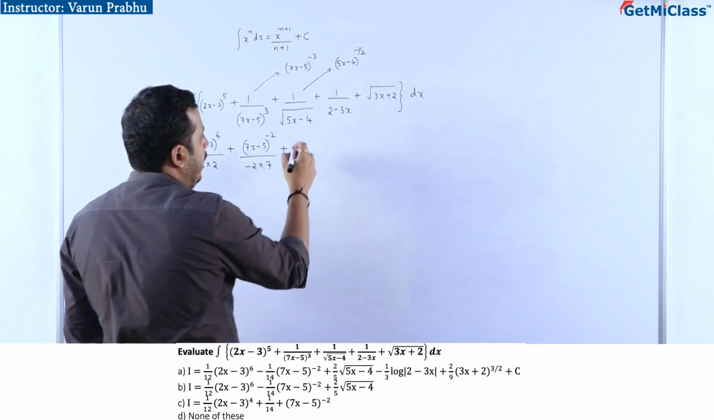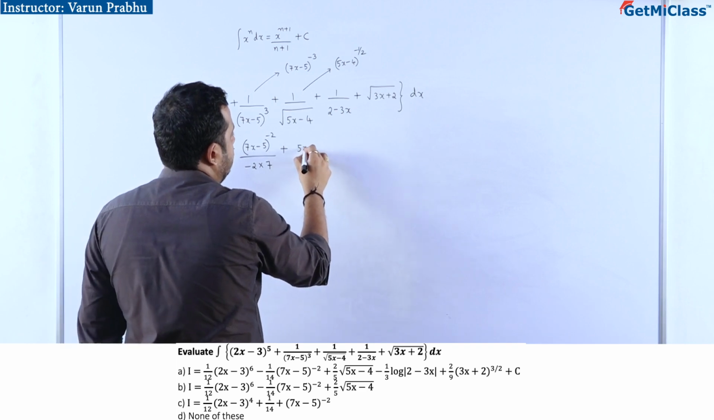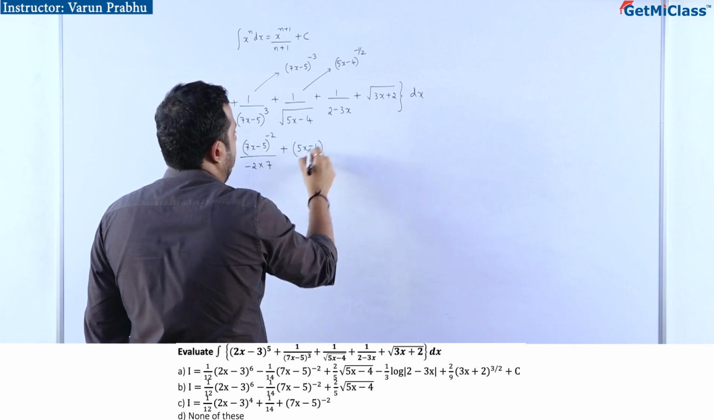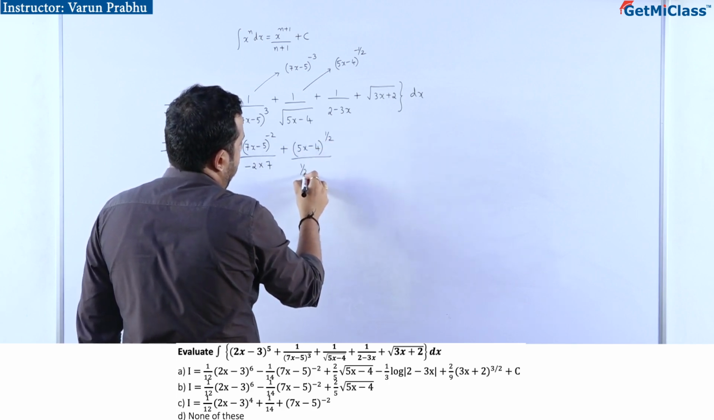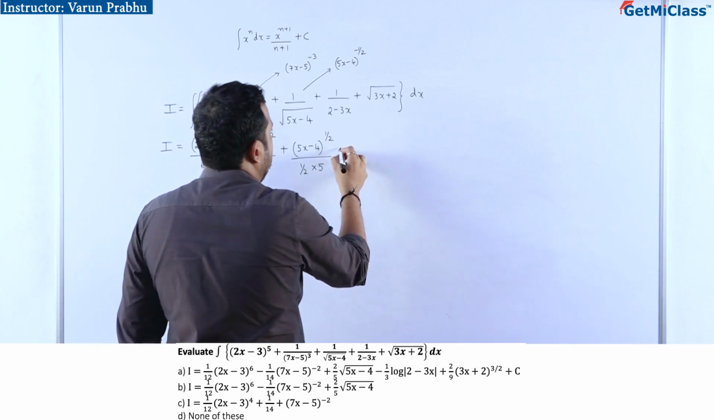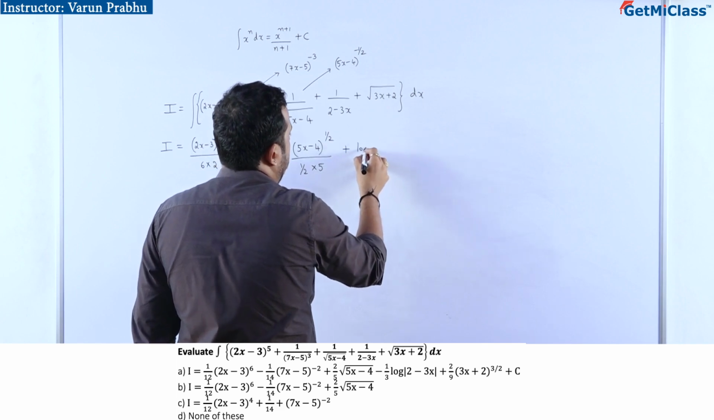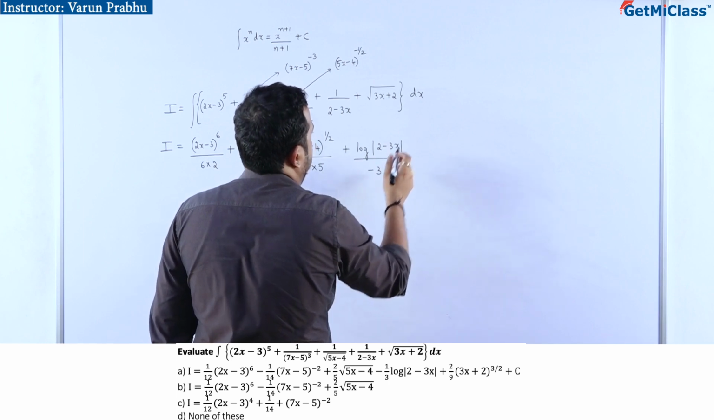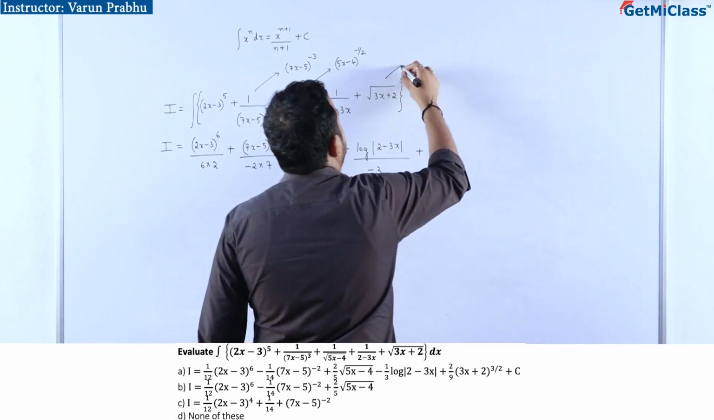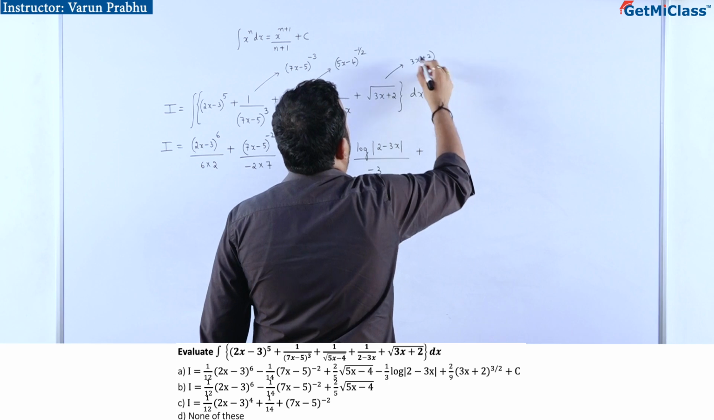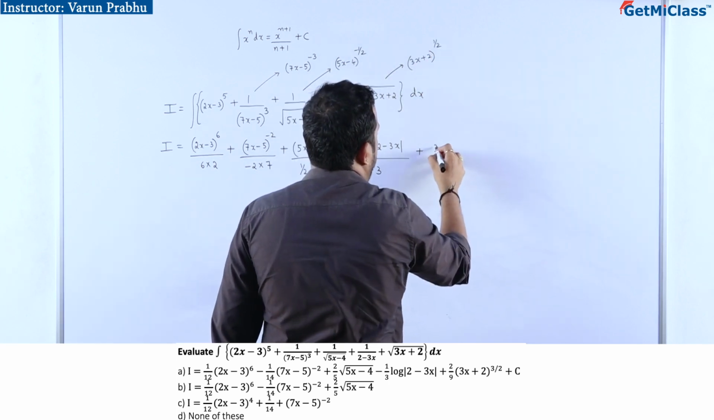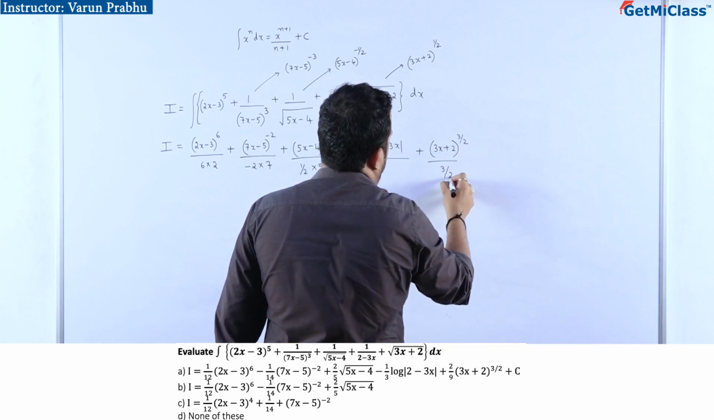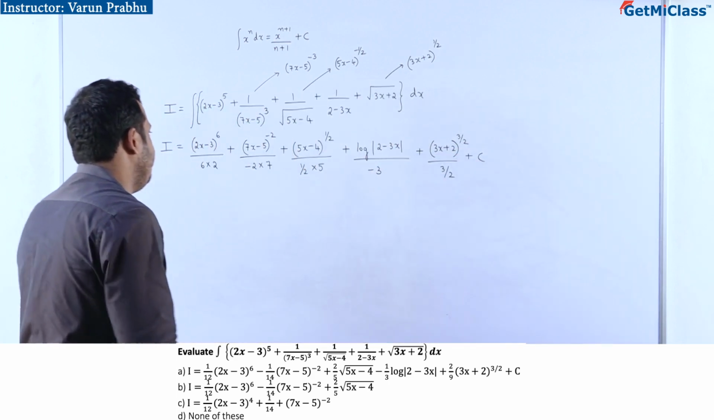Because root is nothing but power of half. So I can write (5x minus 4) to the power of half divided by half multiplied by 5, correct? So then plus log mod 2 minus 3x divided by minus 3, plus this can be written as (3x plus 2) to the power of half. So I can say (3x plus 2) to the power of 3 by 2 divided by 3 by 2, plus what is it? C. Are you getting it?